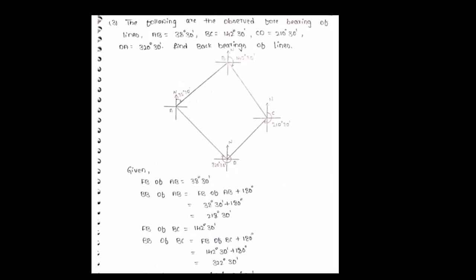So these are the example problems for conversion of whole circle bearing to reduced bearing and reduced bearing to whole circle bearing, and how to calculate the back bearing values if the fore bearing values are given. I will conclude the class with this example problem. Thank you so much.